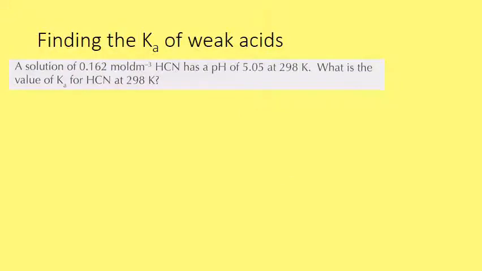So another type of calculation that we do with weak acids is to find the Ka of the weak acid. And we're often given the pH and the concentration, and we're asked to find the Ka. And such an example is given here. We can see that a solution of 0.162 mole per decimeter cubed of hydrogen cyanide has a pH of 5.05 at that temperature. What is the value of Ka for hydrogen cyanide at that temperature?